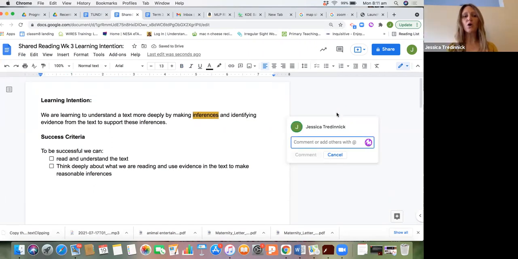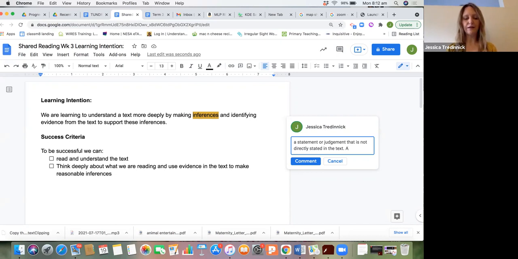making a judgment or making a connection that the author has not said or stated. It's implied. So an inference is a statement or judgment that is not directly stated in the text. Okay, and you need to actually read between the lines.